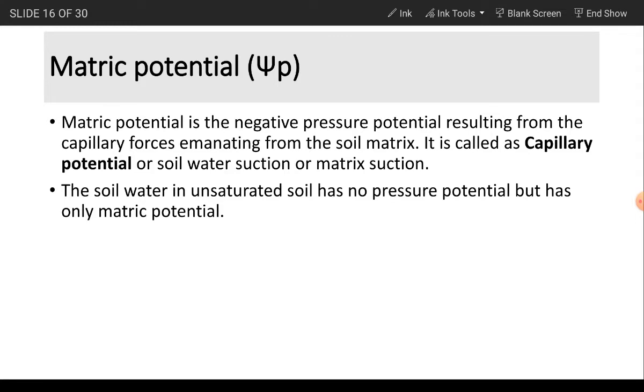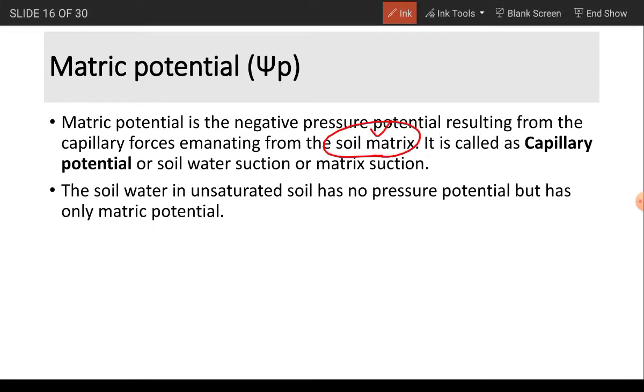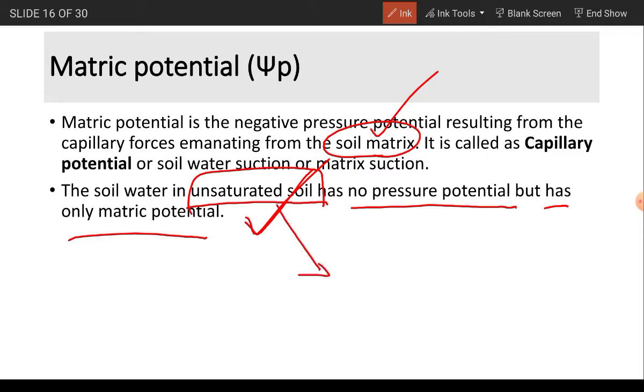Here comes the matric potential. What is matric potential? Matric potential is created due to the soil matrix, the soil micropores and macropores. Due to the matrix, the matric potential is created. The soil water in unsaturated soil has no pressure potential but has only matric potential. In unsaturated soil, there is only matric potential.